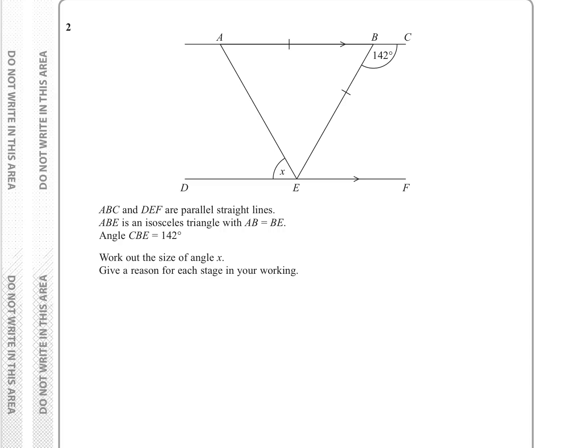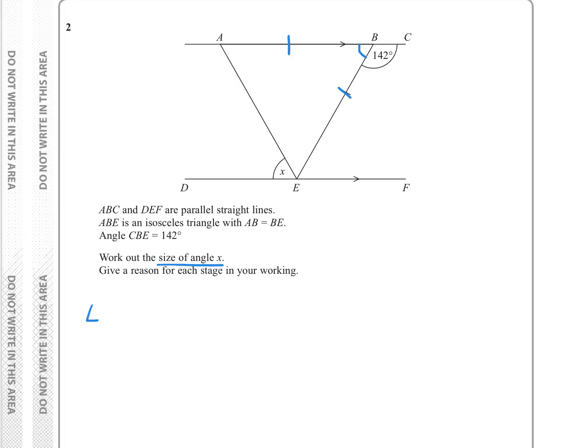Question 2. We've got some information and we have to try and work out the size of angle X here. Well, we're given that this triangle is isosceles because these two sides are the same. So ABE is an isosceles triangle. One statement that we can make is that we know the angles on a straight line add up to 180, which I'm not going to write down every reason here.